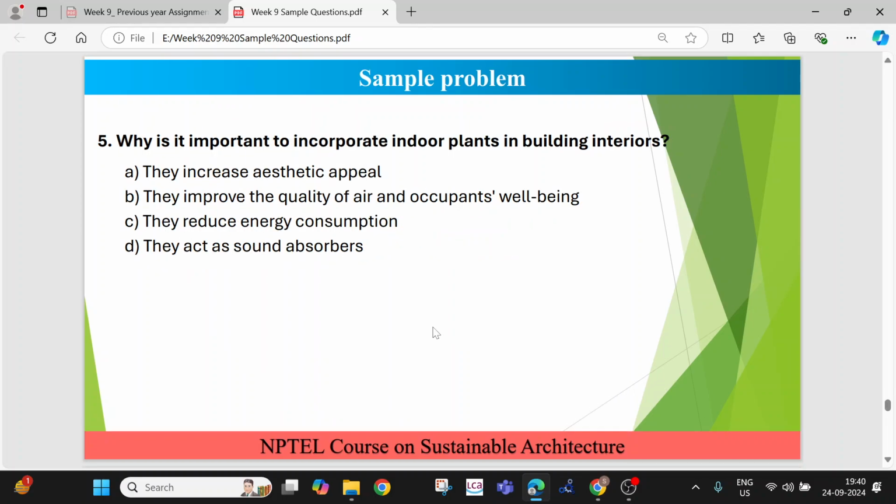Here's question number 5. Why is it important to incorporate indoor plants in the building interiors?